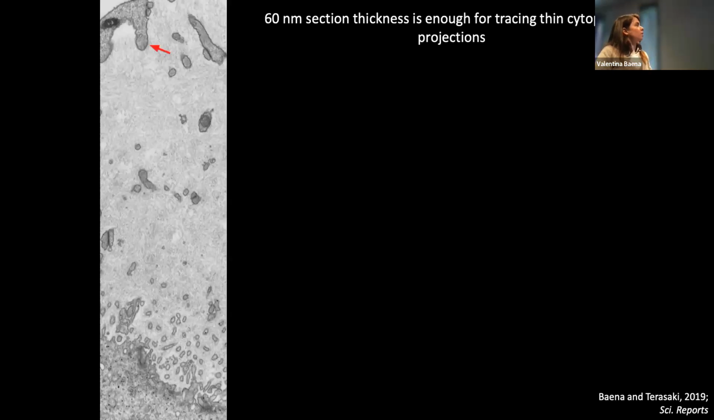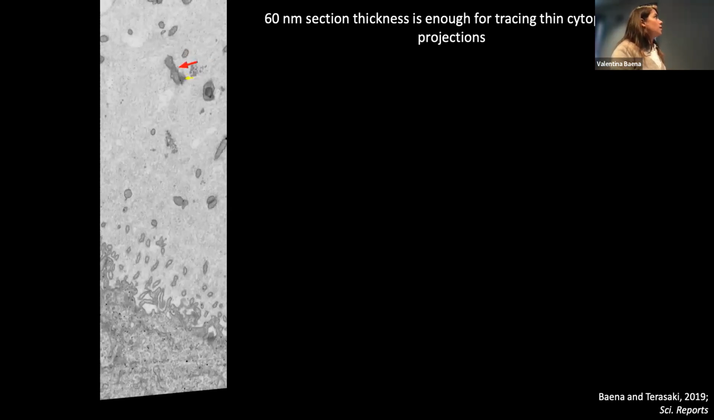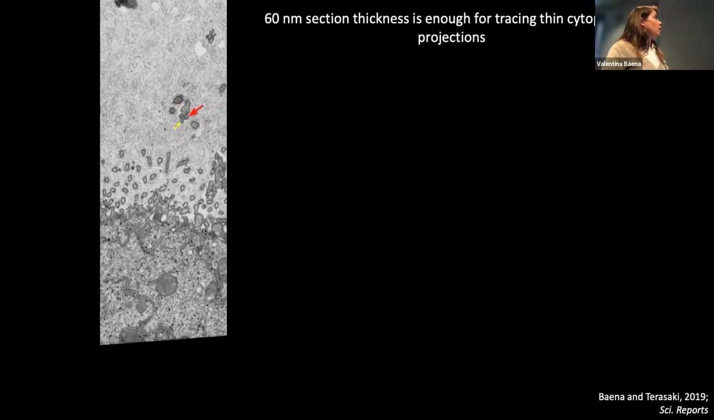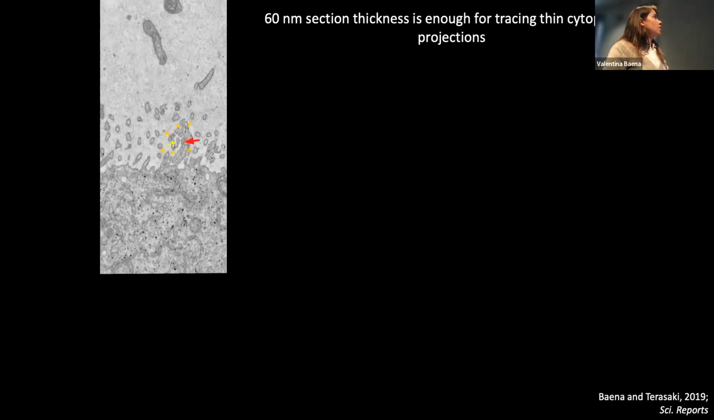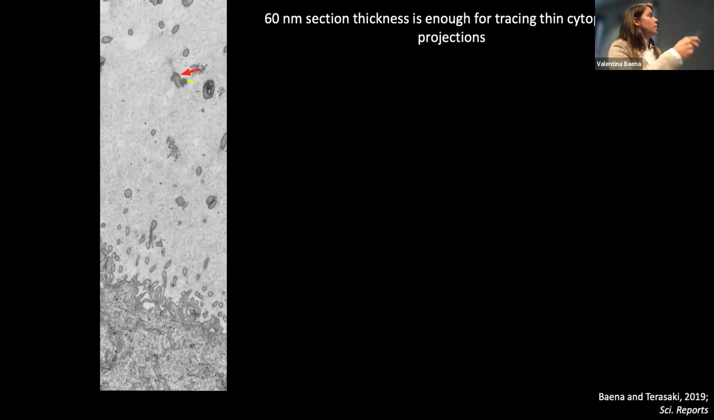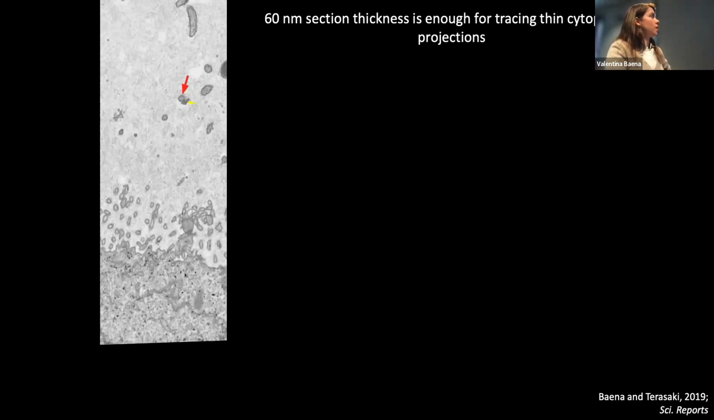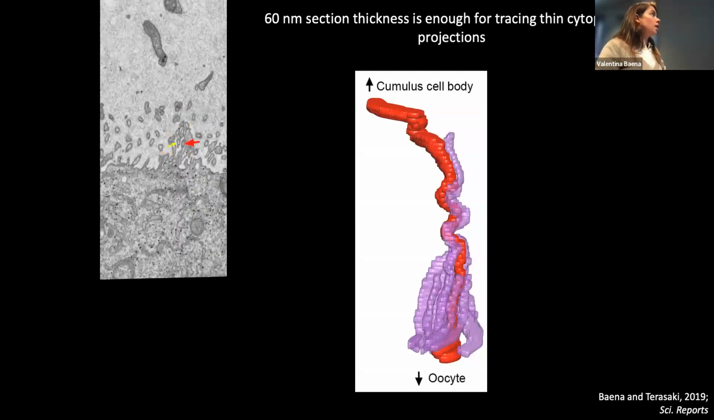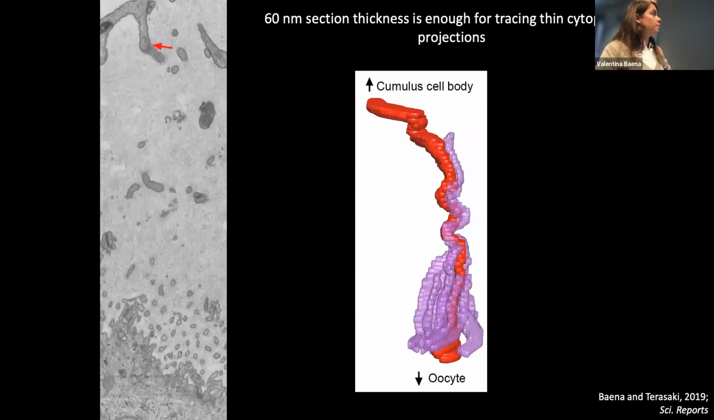So this is after we upgraded to a better microscope and a better detector. What I wanted to show here is that 60 nanometer thick sections are enough for tracing thin cytoplasmic projections, which I think you'll be able to appreciate here. So what we're tracing here is just one of those cytoplasmic projections from the supporting cells up here, connecting to the oocyte through these thin cytoplasmic projections. And again, reconstructions can be acquired through that.